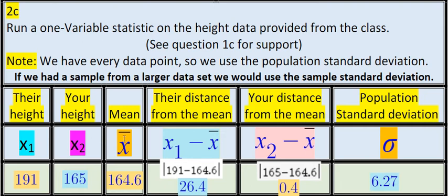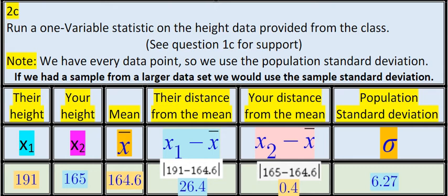We determined that the mean, x bar, was 164.6 centimeters with a standard deviation, population standard deviation, of 6.27 centimeters. Remember, whatever your unit of measure is for all your data, your x's, your inputs, that means that your mean is going to use the same units of measure, and your standard deviation is always going to use your same units of measure, which in this case is centimeters.